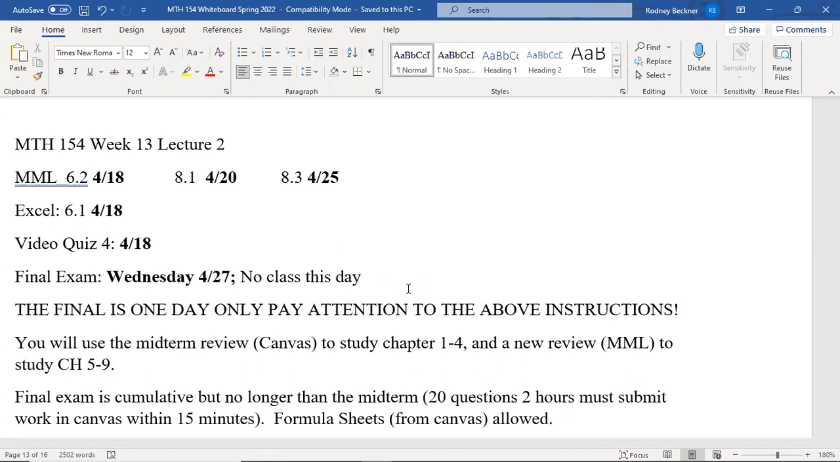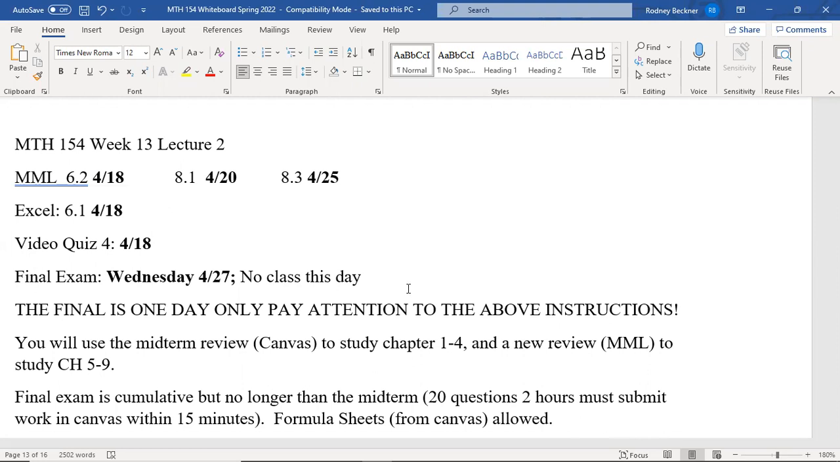As always, going to talk about some due dates and then get into the new material, which will be 8.3 today. So previously assigned 6.2 homework and 8.1 homework due on the 18th and 20th, respectively, today being the 18th. The Excel 6.1 file, our next to last Excel file, is due the 18th. Video quiz 4, which will also be our next to last quiz. I said I might have two more. It's only going to be one more. So that's due the 18th.